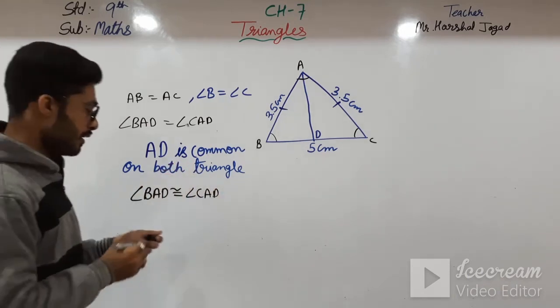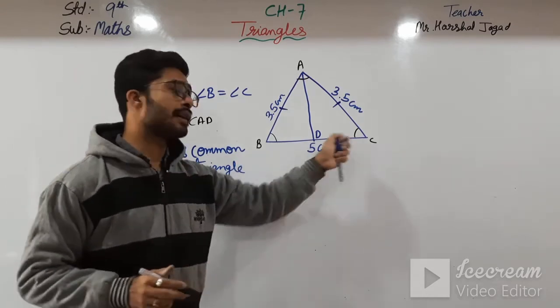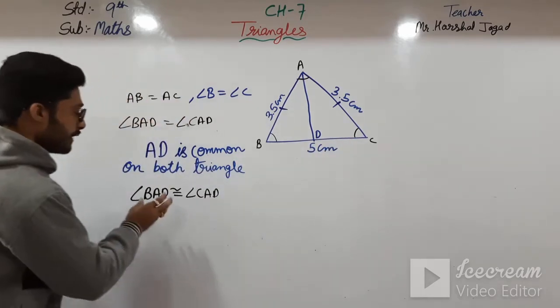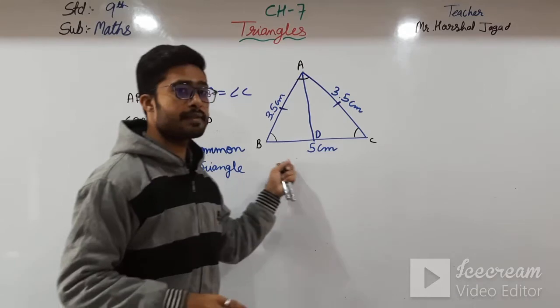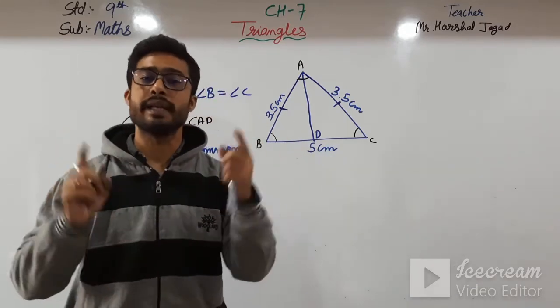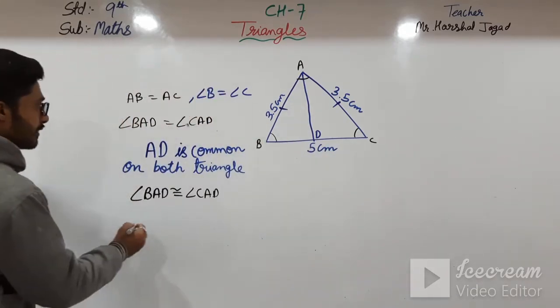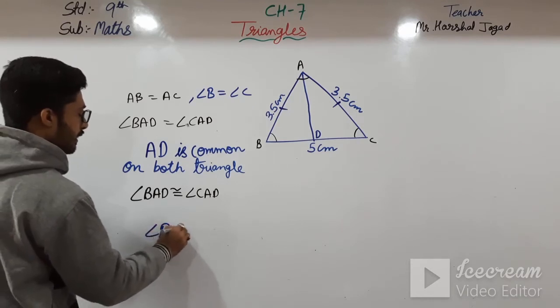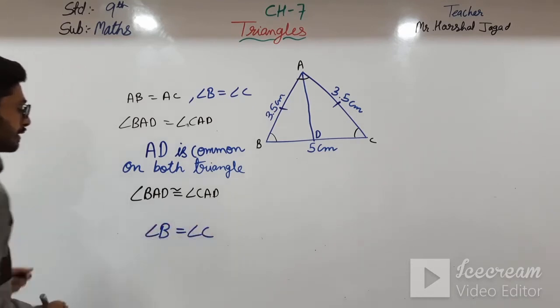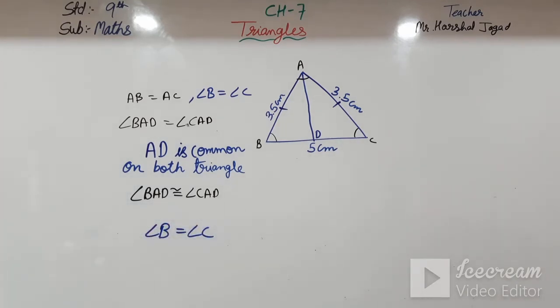So from that we can say that angle B and angle C are equal. Why? Because if the triangles are congruent, then the corresponding sides and angles will be equal to each other. Okay, so from this we can say angle B is equal to angle C. Okay, students.